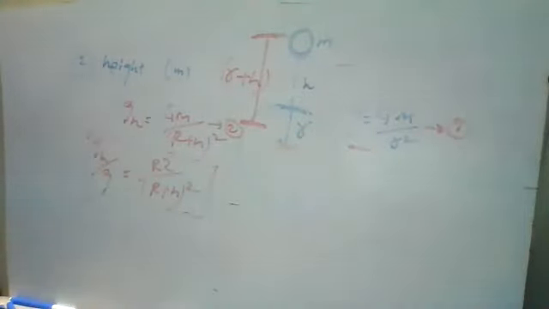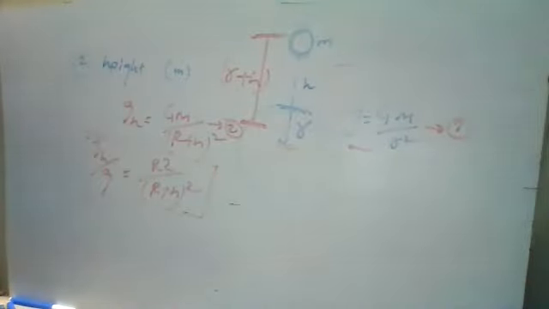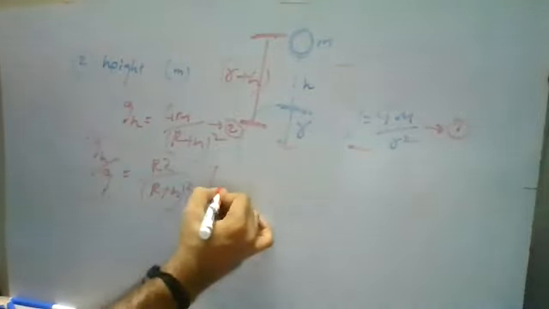Remember, here R plus h, both are comparable, nearby values. When both are nearby values, we should not neglect it, so we have to take this relation. R square by (R plus h) whole square is what we consider when both are nearby values.